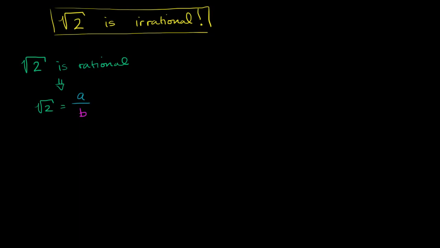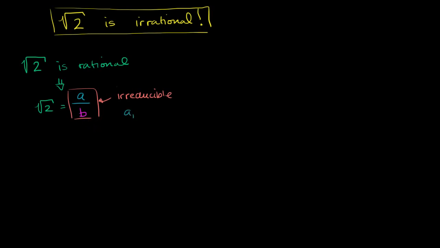So I'm going to assume that my a and b, that this fraction right over here, is irreducible. And this is important for setting up our contradiction. So I'm going to assume that this right over here is irreducible. A and b have no factors in common. Let me write that down just because that's so important for this proof. I'll do that in the same color.